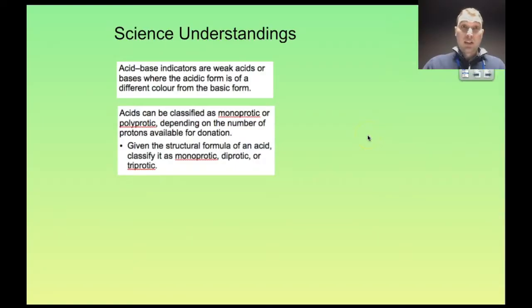So, the science understandings we're going to look at. Acid-base indicators are weak acids or bases, where the acidic form is a different colour from the basic form. And acids can be classified as mono or polyprotic, depending on the number of protons. And then that can be broken up into mono, di, and triprotic.